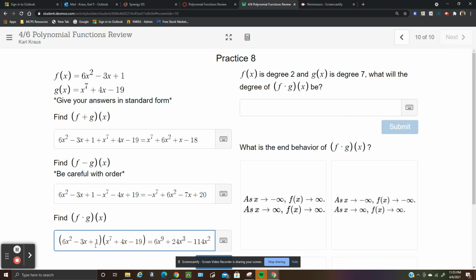All right, and then distribute the negative 3x to all the terms. So minus 3x to the 8th, minus 12x squared, plus 3 times 19, 30 and 27, 57x, and then distribute the 1 to everything. X to the 7th plus 4x minus 19.